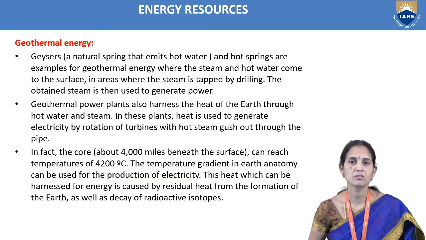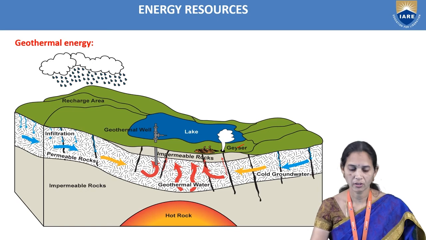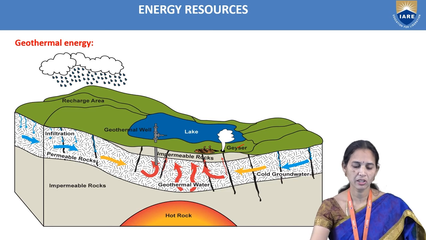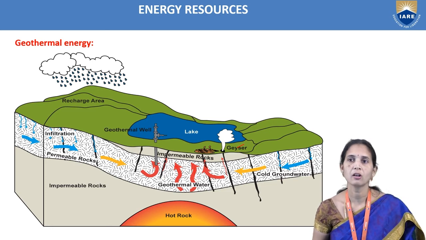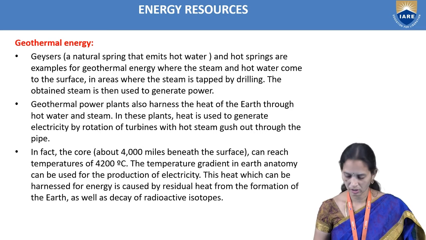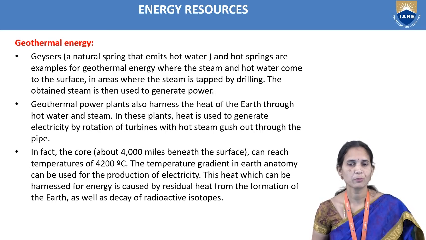So hot water comes to the surface in areas where the steam is tapped by drilling. So we have to do drilling here. We have to dig deeply. Okay, so when we go for drilling, we can collect the hot water. The obtained steam is then used to generate power. So from that hot water, we will produce the steam, and by producing the steam, we can generate electricity.